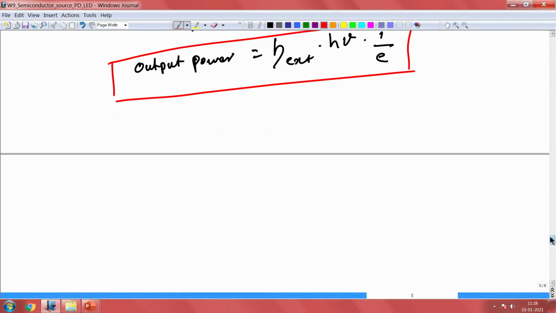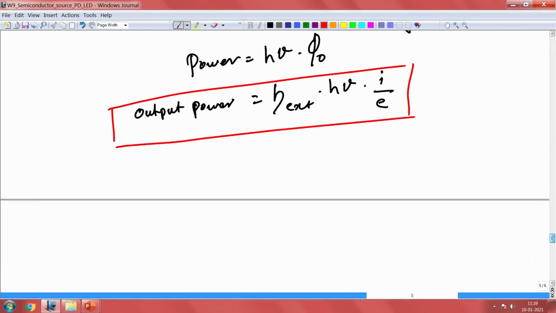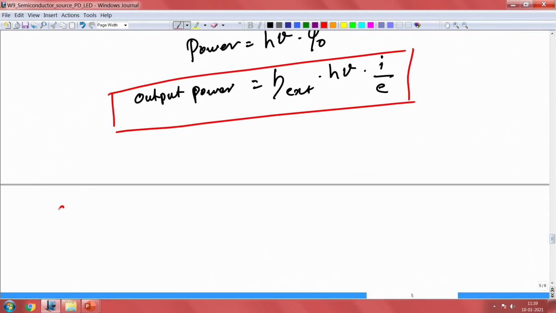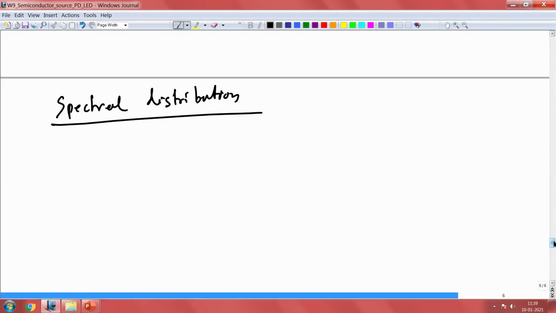So, with that, I think we have an understanding of how the power and conversion efficiencies could be understood. The next thing is the spectral characteristics. So, how is the spectrum going to look like? What do we mean by spectrum? How the energy is distributed with respect to frequency, right.